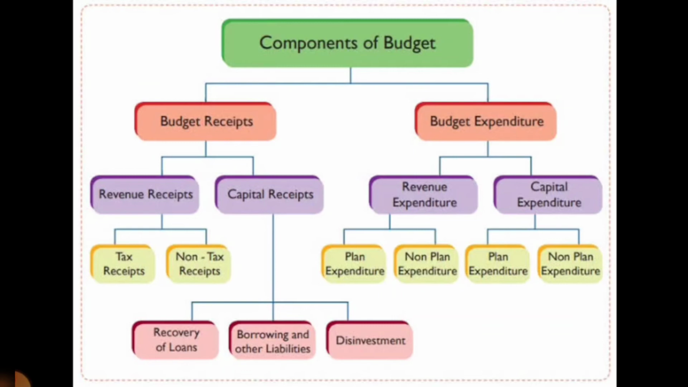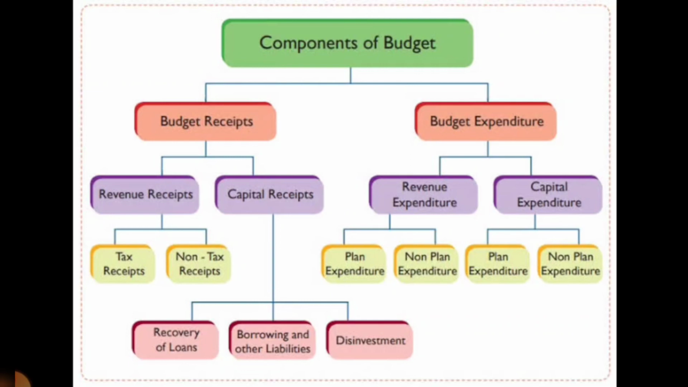In case of capital expenditure, it is like the government has to make roads or bridges or invest in infrastructure or factories or create jobs. So it comes in the capital expenditure, that is, the long term expenditure is the capital expenditure, and short term expenditure is the revenue expenditure. In case of revenue expenditure also, there is the planned expenditure and non-planned expenditure, and in case of capital expenditure also, there is the planned expenditure and non-planned expenditure.